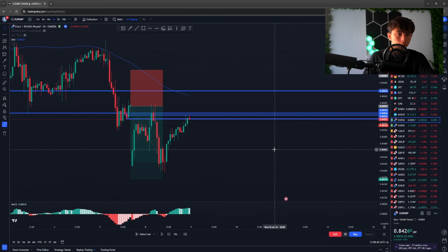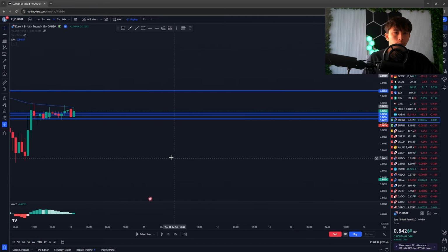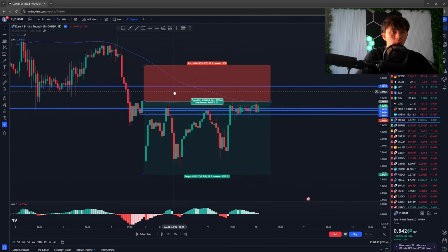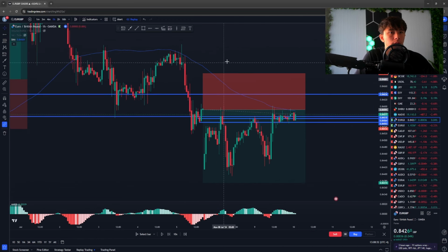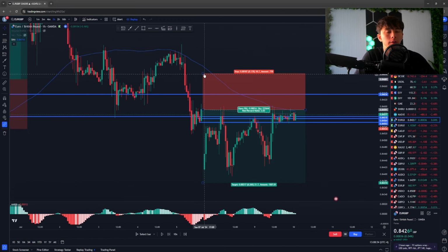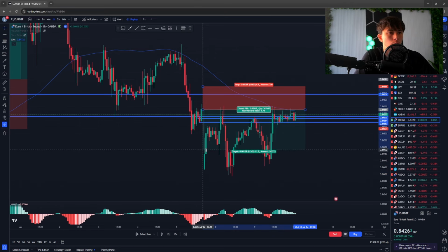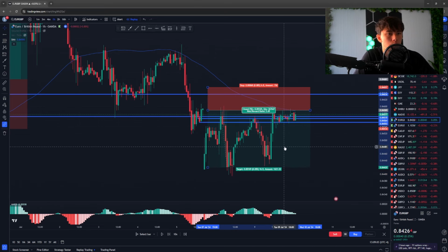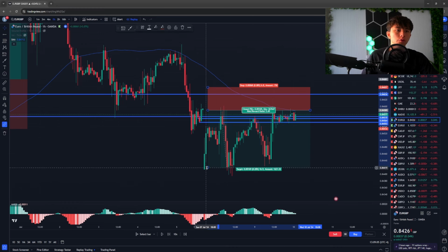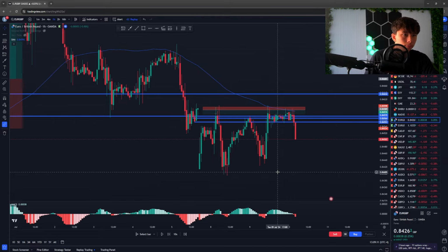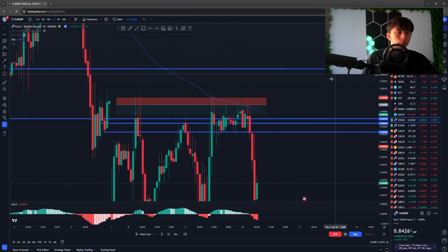Let's see. Looks like we did not get price to hit our 1 to 2. It was close enough. I mean, realistically, our stop loss was kind of big. Usually it should be something like this. We could have probably got a 1 to 2 way back here, but we'll just go ahead and call that a break even trade. Let's just say we closed it like that. And we can continually do this.